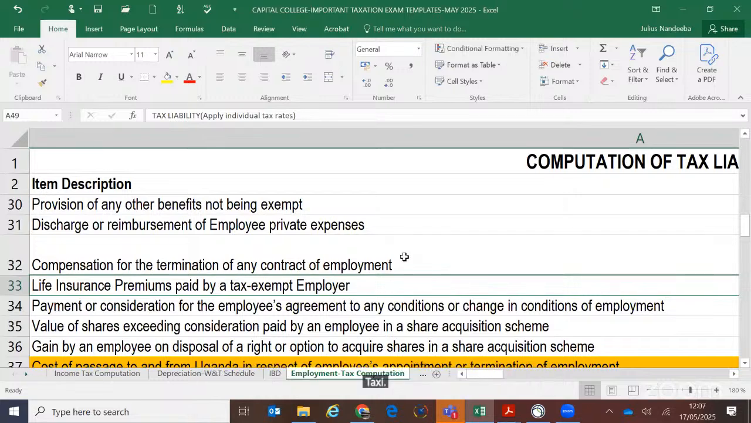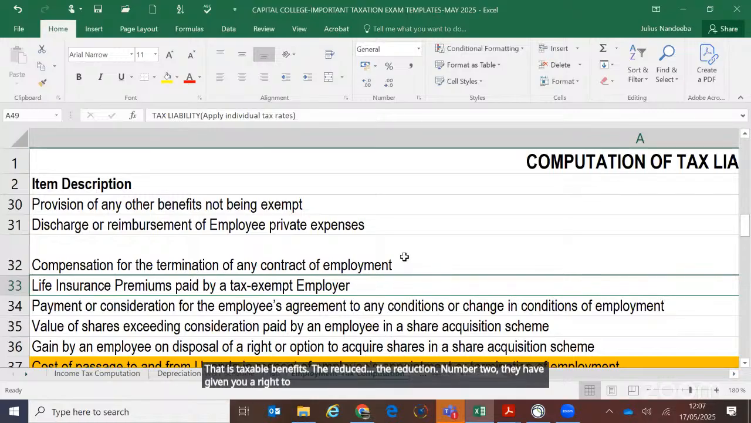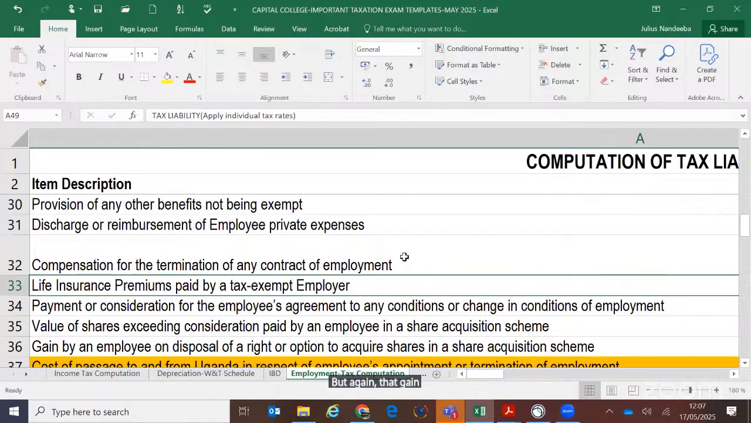So 3 things. They have given you shares at a reduced price. That is a taxable benefit, the reduction. Number 2, they have given you a right or an option and you've gone ahead and disposed of it and got a gain. That gain is taxable. Number 3, they have just given you share rights or options, but you haven't done anything about them. That becomes exempt. Got it? Okay. So I've already explained all this.